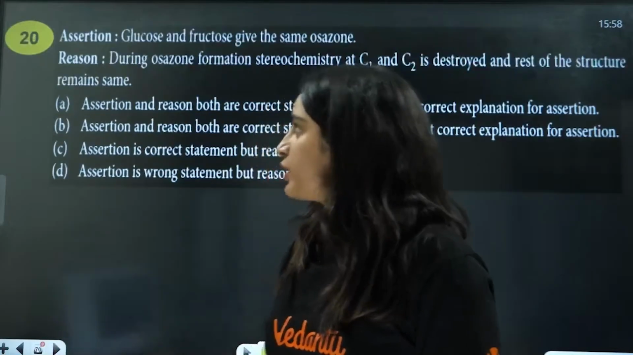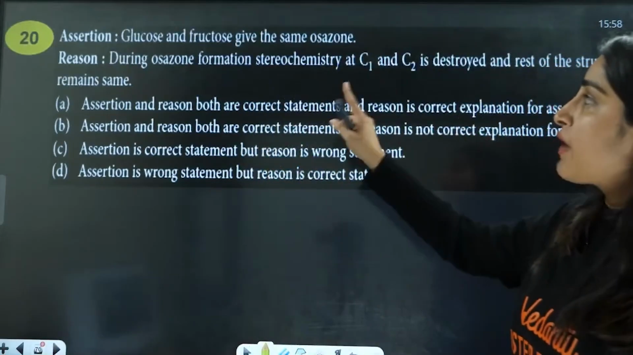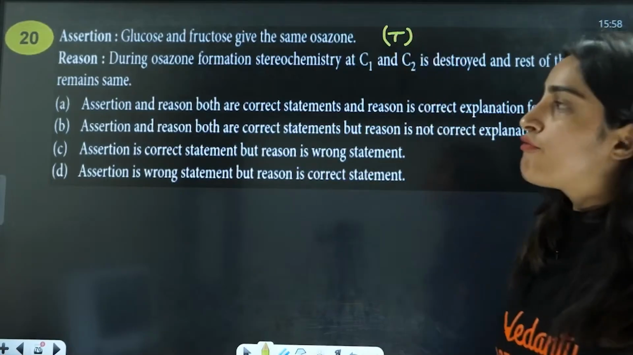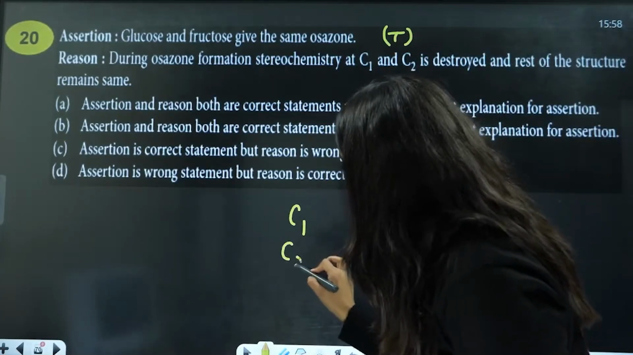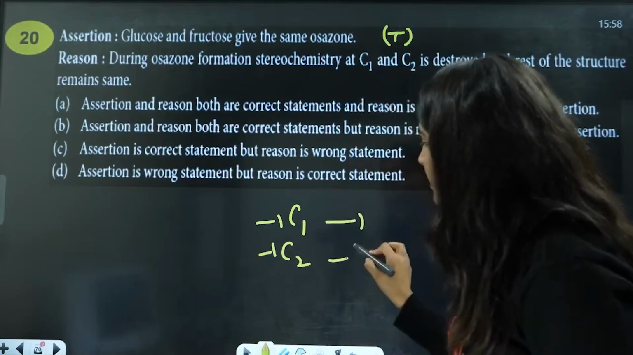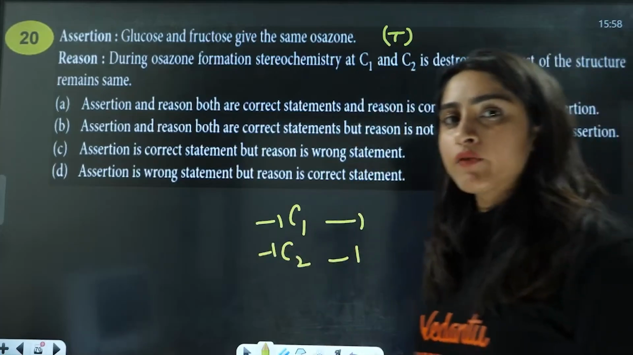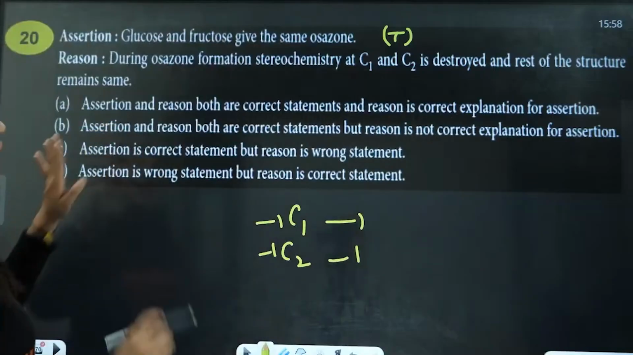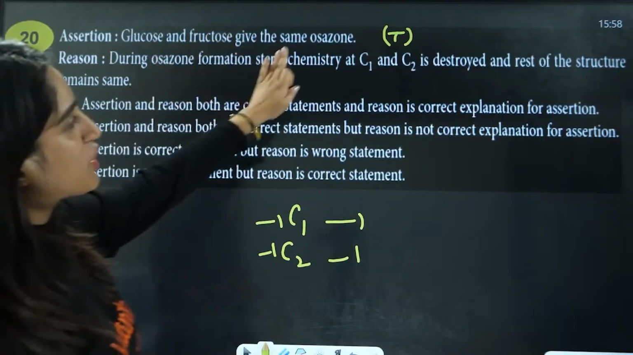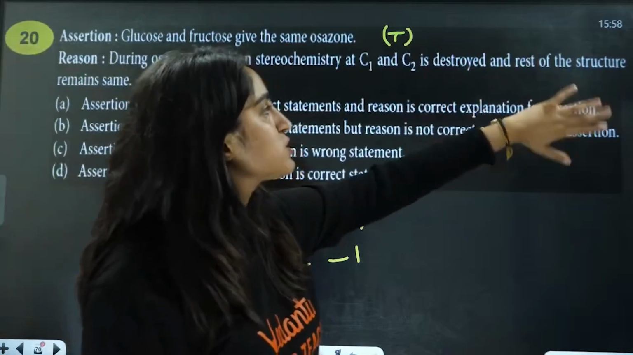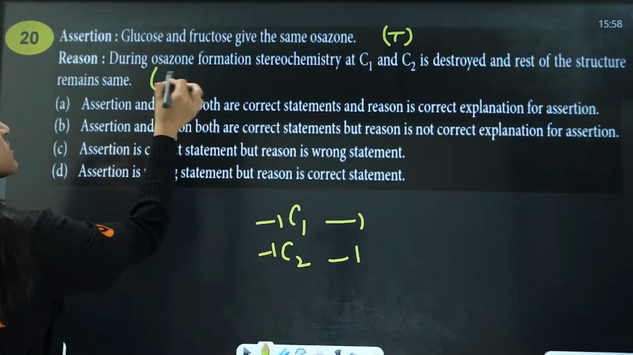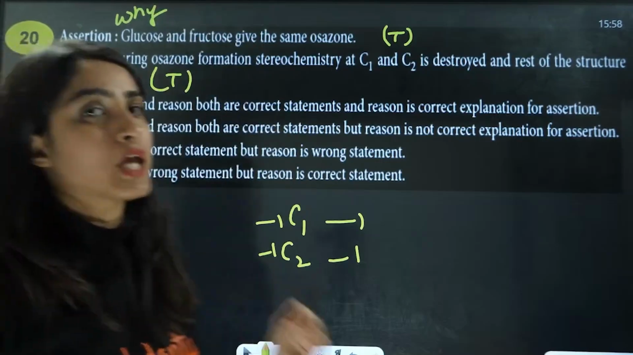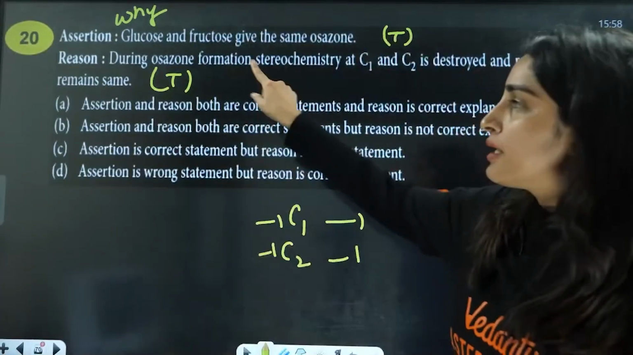Okay, see this carefully. Now, glucose and fructose give the same oxazole. That is true. Okay, why? Because at C1 and C2 position, both are converted. So glucose and fructose are going to give us the same oxazole. And during oxazole formation, stereochemistry at C1 and C2 is destroyed and the rest of the structure remains. This is also true.